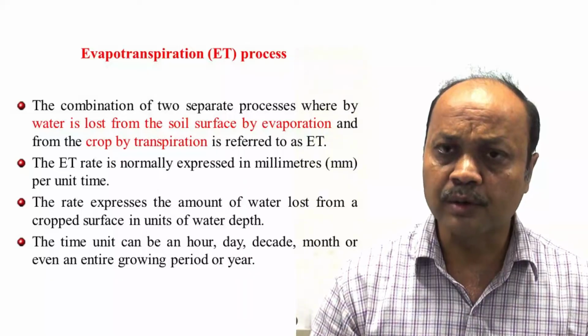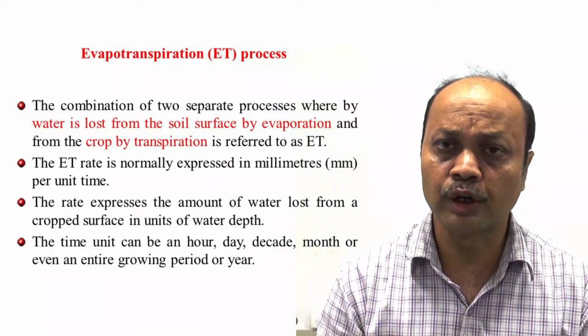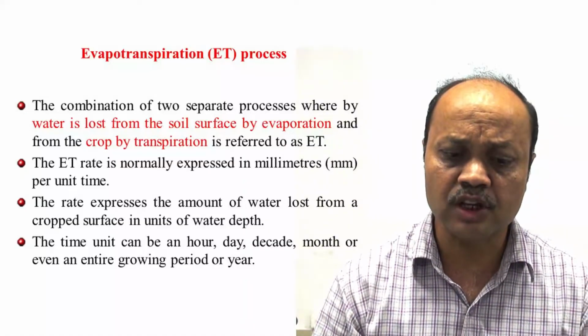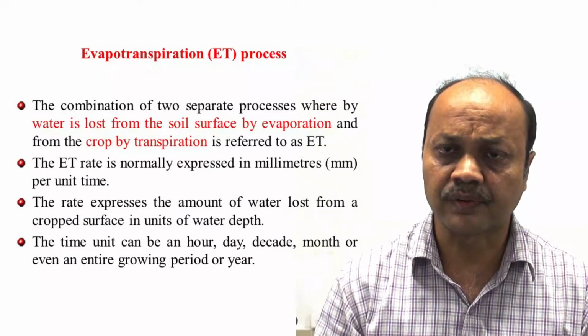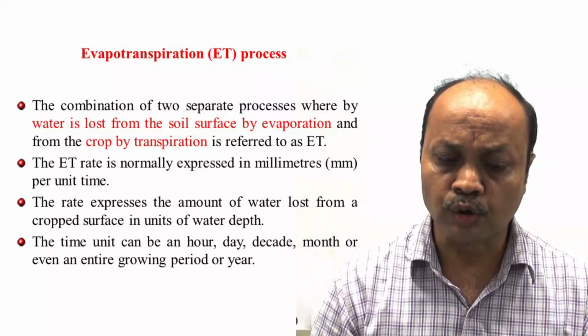You already know what evapotranspiration is. Evapotranspiration is made of two terms, evaporation and transpiration. Evaporation you already know, it is the loss of water from the soil surface, and transpiration is the loss of water from the crop, you can say the leaf surface, and that is the free moisture that is available on your crop.